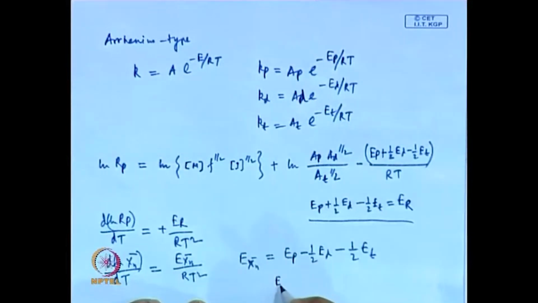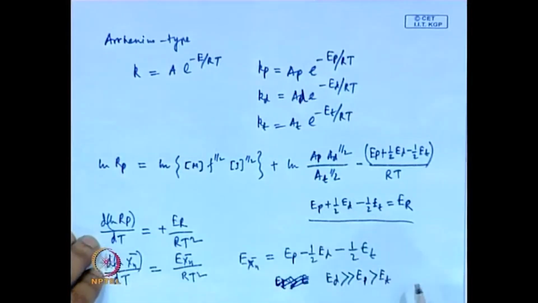We can simply write from that knowledge that Et should be greater than Ep, because this is the fastest reaction, and this is also a fast reaction, where the initiation is a slower reaction. So, you expect that the activation energy of the initiation reaction should be higher than the other two.